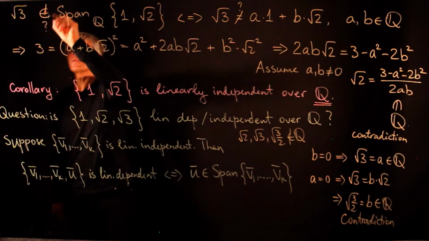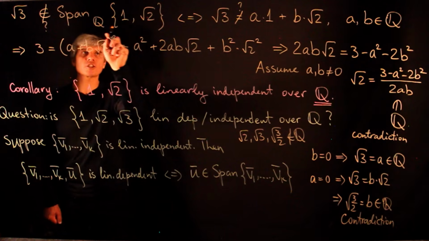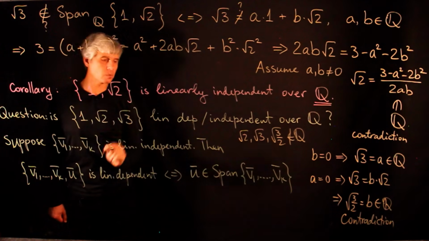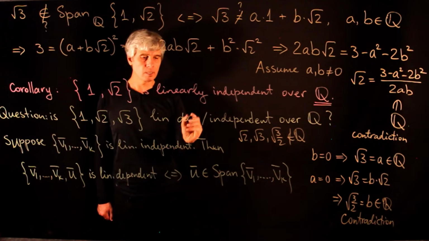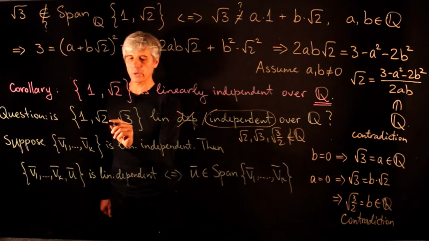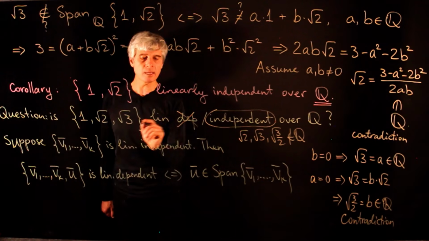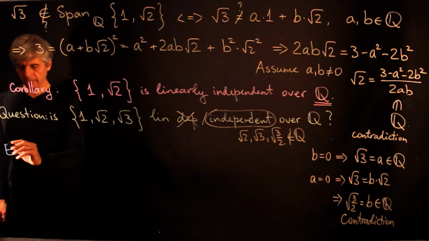And so we get that square root of 3 does not belong to the rational span of 1 and square root of 2. And so the conclusion is that this set, 1, square root of 2, and square root of 3, is linearly independent over Q. And now let me state a problem for you.